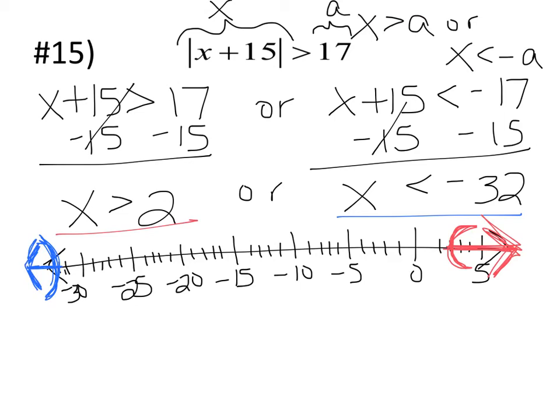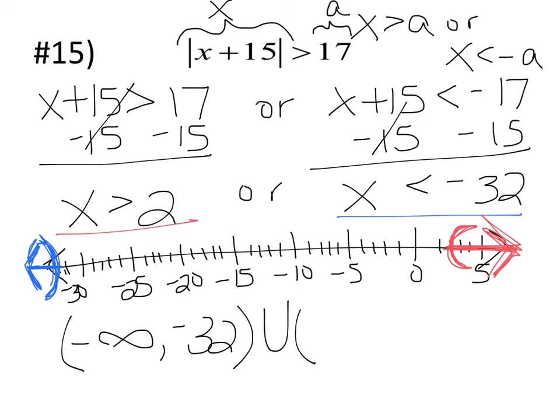So if my arrow goes all the way to the left, it is negative infinity. It goes to negative 32. It is a parenthesis. What sits in between? You sit in between the ors. Where does the graph start again? The graph starts at 2 and goes to positive infinity. And that is your answer.